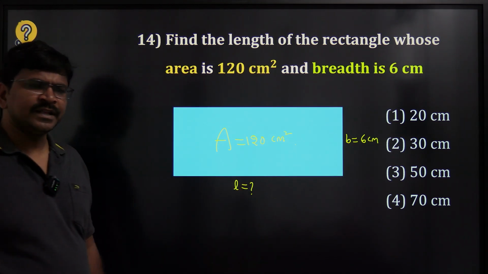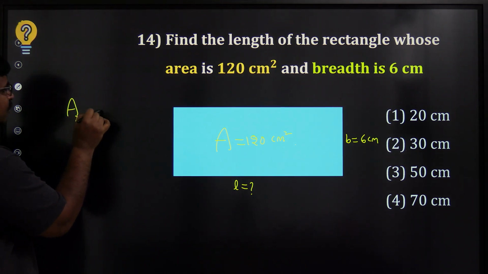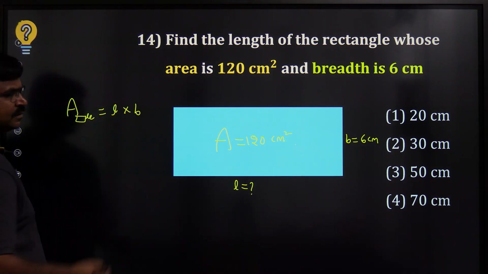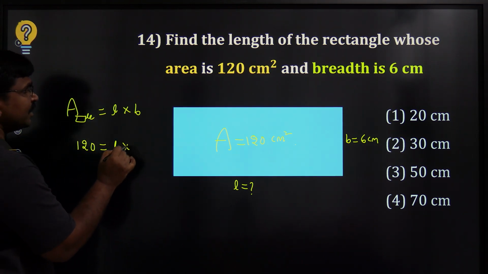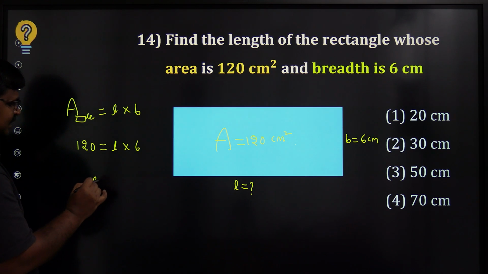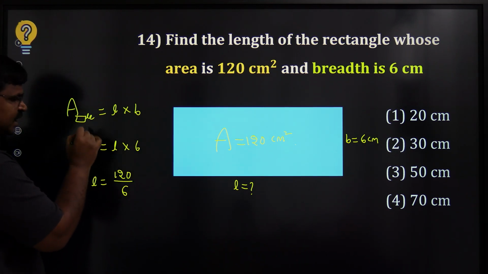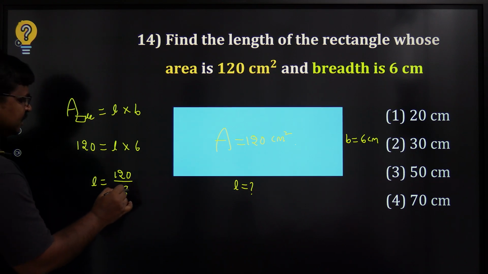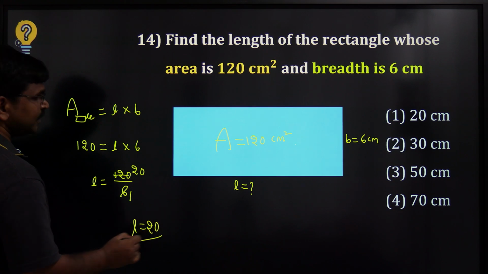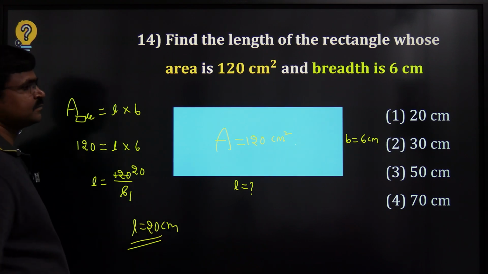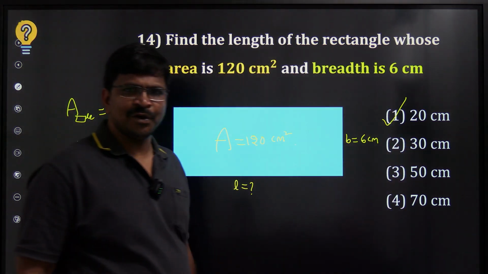Simple. The area of the rectangle is equal to length into breadth. So that is 120 equal to length, which we don't know, and breadth is 6. So L is equal to 120 by 6. Here multiplication transposed will become division. So 6 times 1, 6 times 20. So L is equal to 20 centimeter. Yes. So the answer is the first one. Okay.